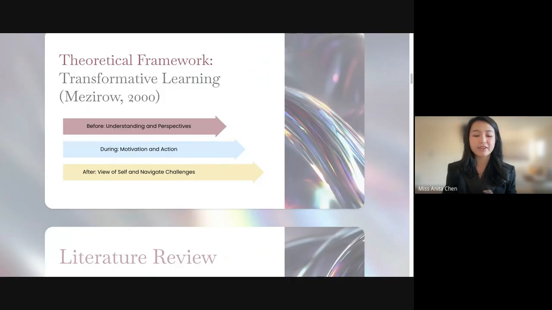The theoretical framework that I have chosen to use is that of transformative learning first developed by Jack Mezirow. Although he breaks down his transformative learning into 10 different steps, I've broken it down into just 3. Basically, it's the before state, which is the student's understanding and perspectives of themselves and the world before the program. The during state, which are shifts in the student's motivation and action during the program. And finally, the after state, which is how students view themselves and the challenges that they face after the program.